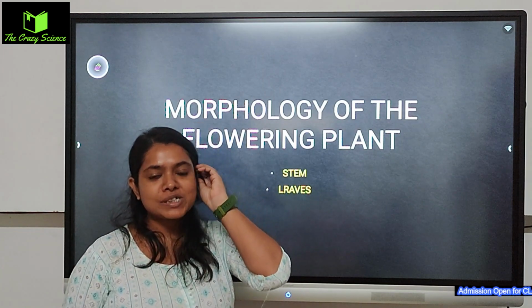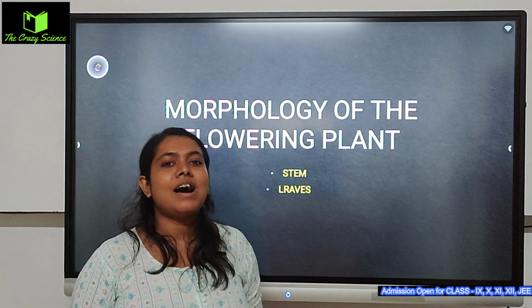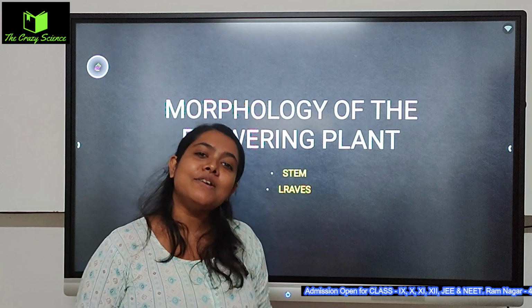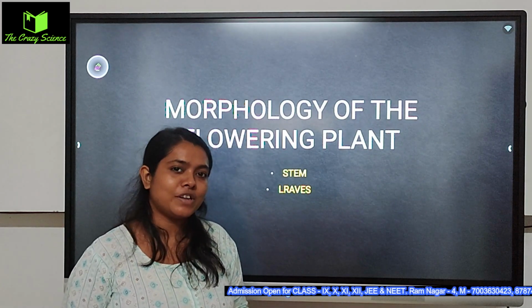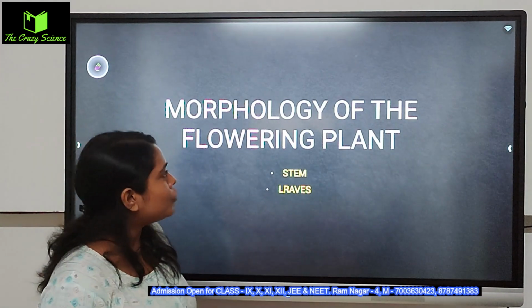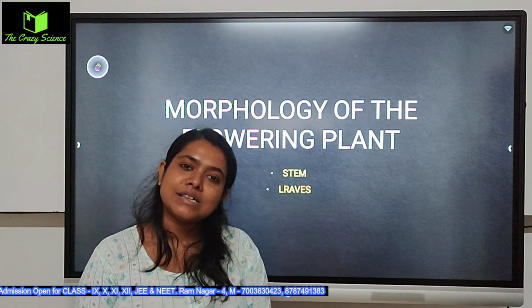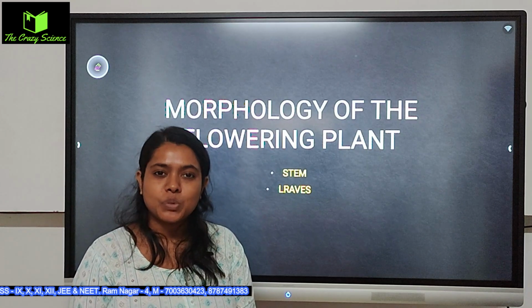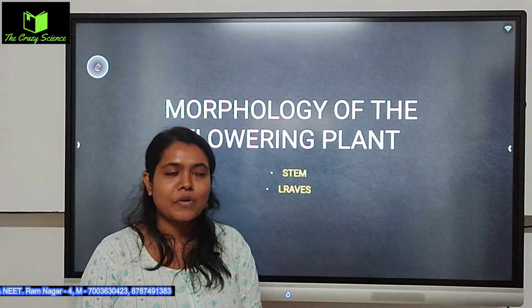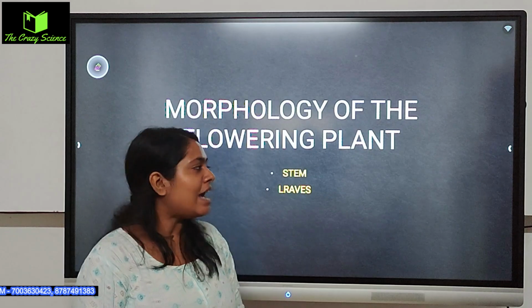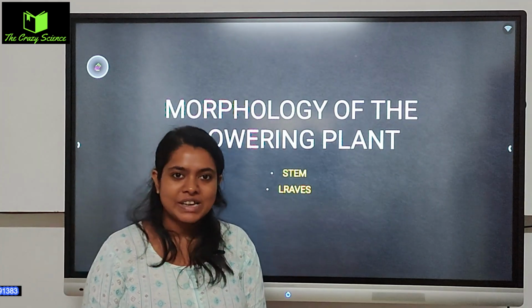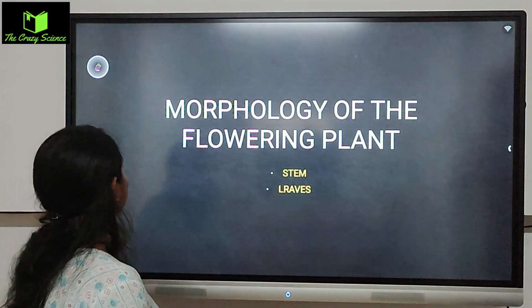এরপর আমরা inflorescence and other parts গুলো দেখবো, and within just one class I will try to complete the rest part of it. Okay, so in the morphology each part is important. Last time root দেখেছিলাম, root system, fibrous, tap root, adventitious root I talked about, modification দেখেছিলাম, and now stem and leaves দেখবো. Okay, let's begin the class.